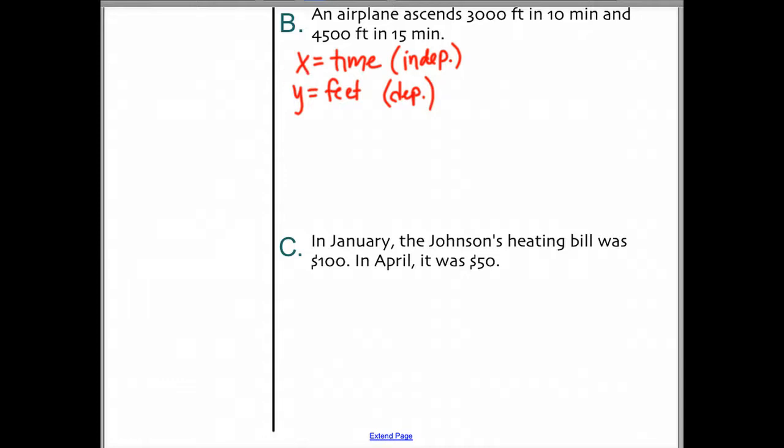Now what I like to do is create that chart off to the side. We have x on the left and y on the right. So we ascend 3,000 feet in 10 minutes. So at 10 minutes, we're at 3,000 feet. And in 15 minutes, we're at 4,500 feet. Now what we want to do is find the change between the two.